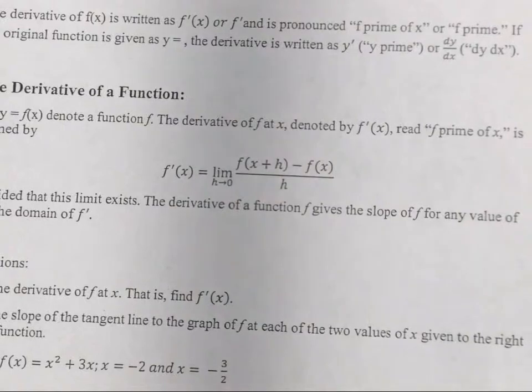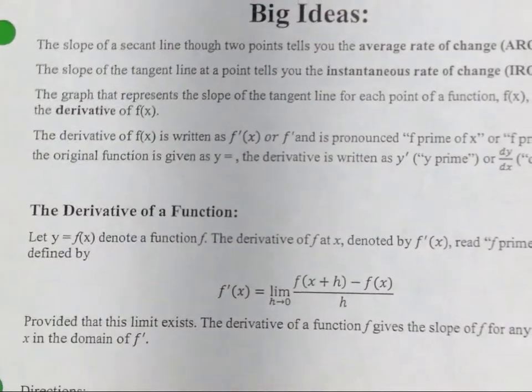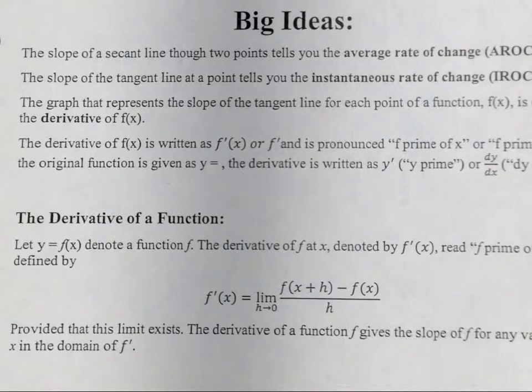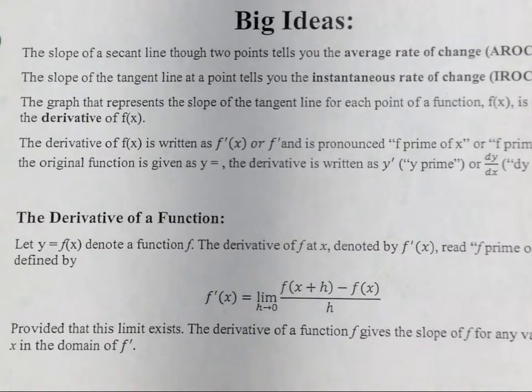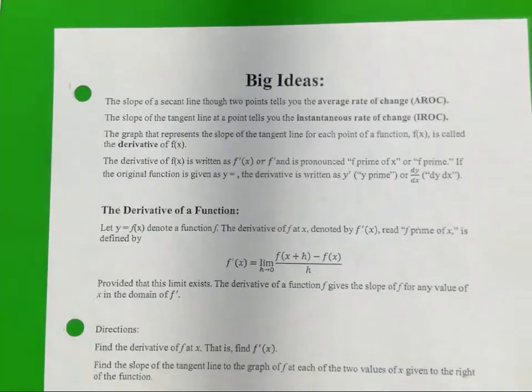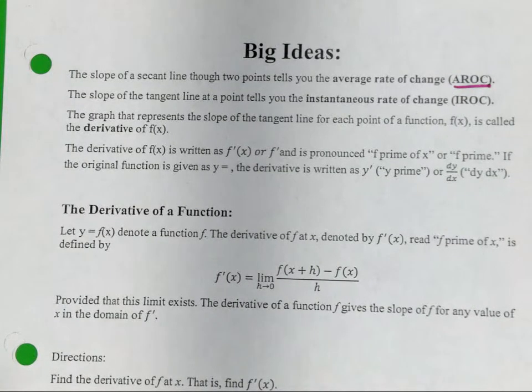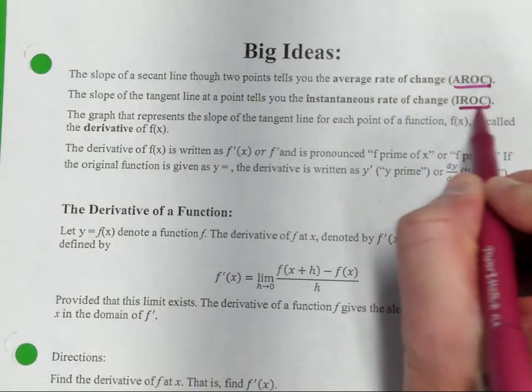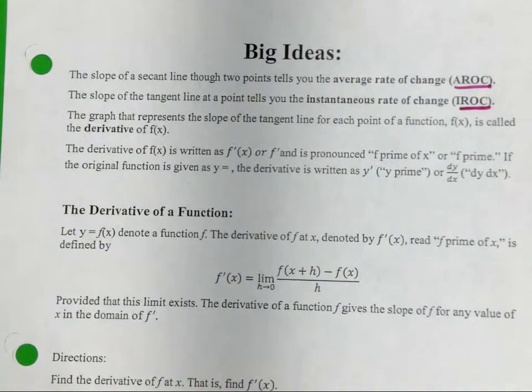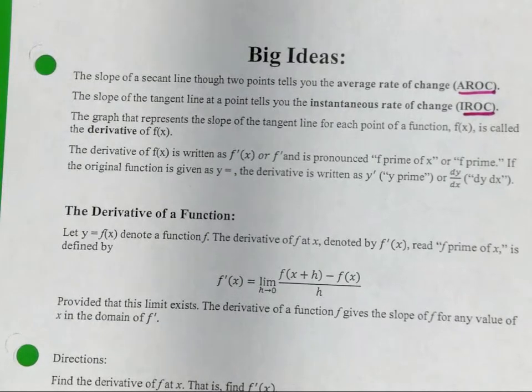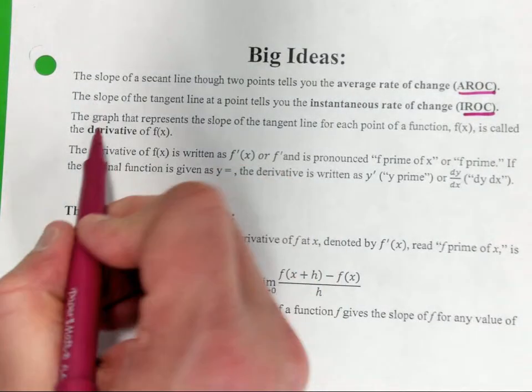All right. Turn to page 17. Here are the big concepts. The slope of a secant line through 2 points tells you the average rate of change. That's the A-rock. The slope of the tangent line at the point tells you the instantaneous rate of change, the I-rock. The graph that represents the slope of the tangent line for each point on the function is called the derivative.